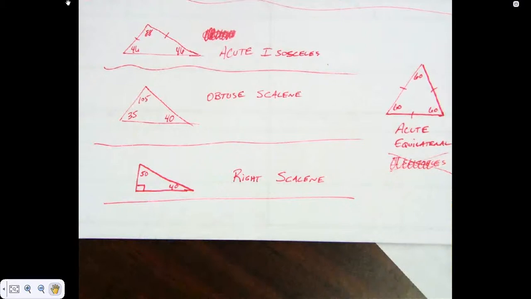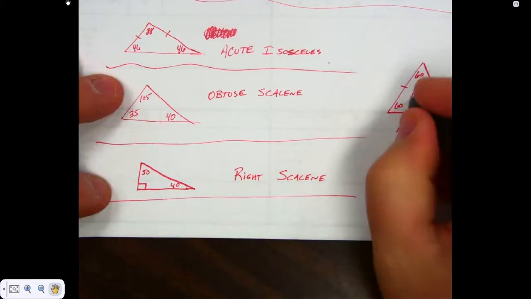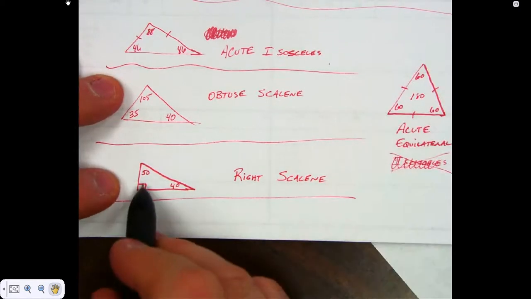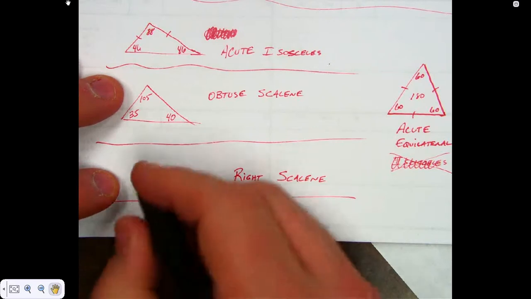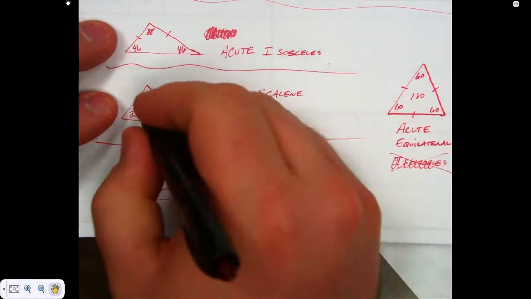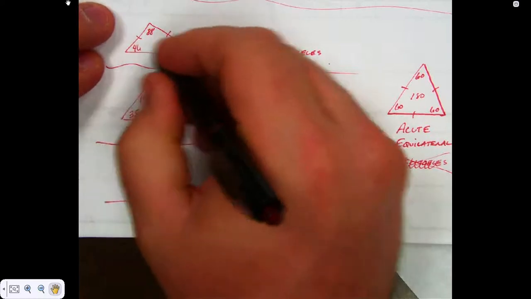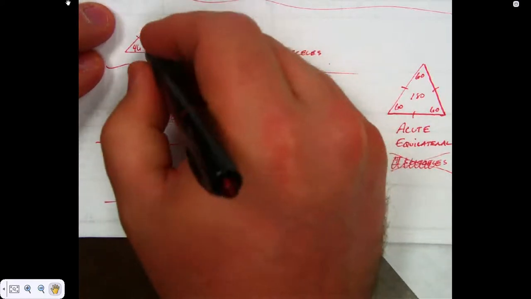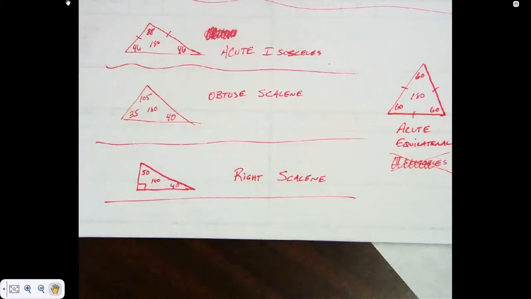They add up. These three add to 180. 90, 50, and 40. 105, 35, 40. 180. 46, 46, 88. 180. All the angles inside a triangle have to add to 180.